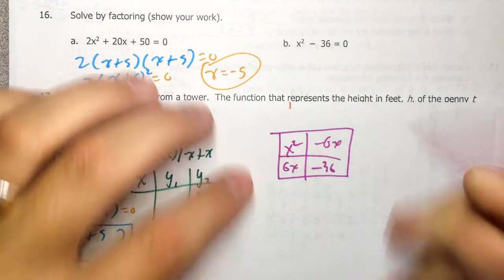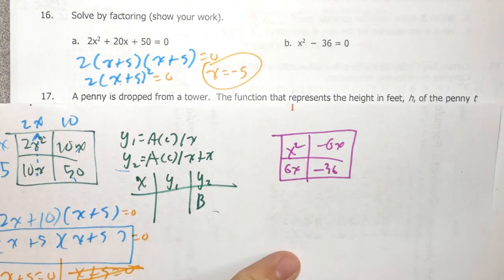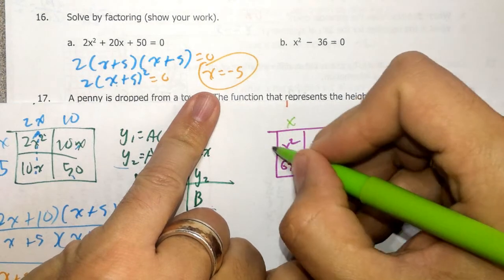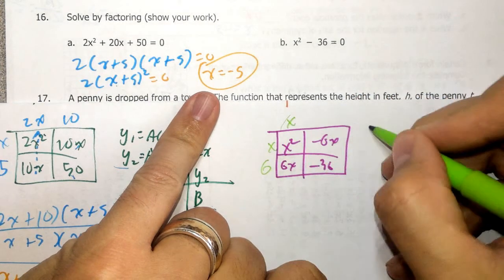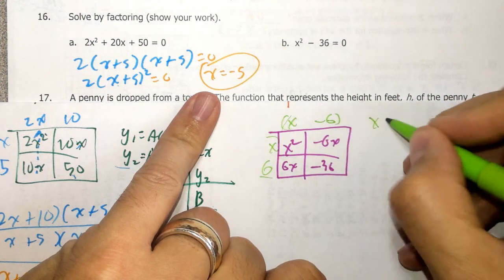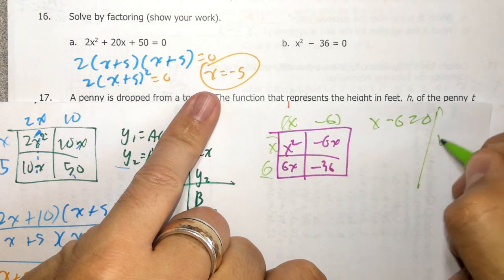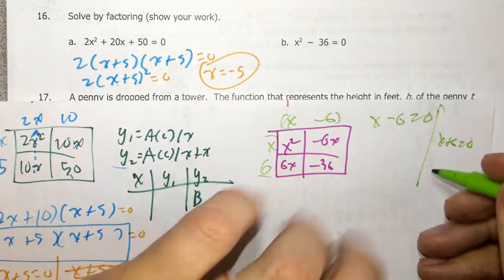6x, negative 6x. At this point, I can go ahead and factor. Let's go ahead and factor right here. This has an x. X times x, x squared. 6, negative 6. Right here and here are my factors. X minus 6 equals 0. And x plus 6 equals 0.